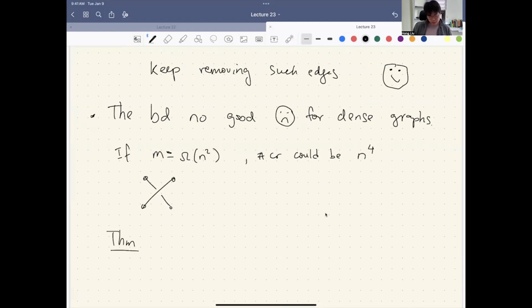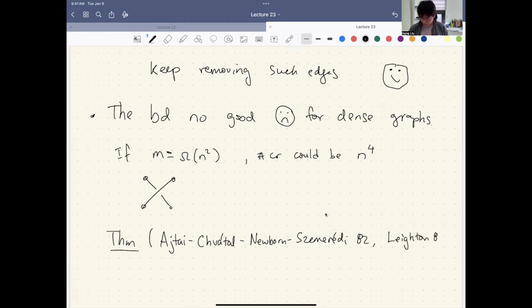It's a theorem by, independently, Ajtai, Chvátal, Newborn, Szemerédi in '82, and Leighton in '83.